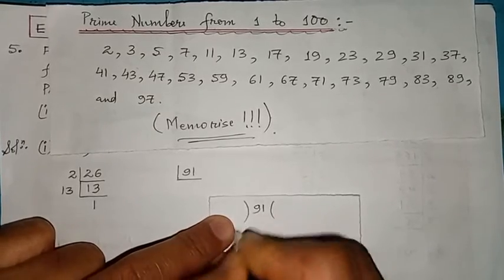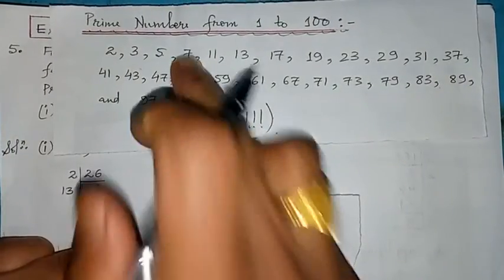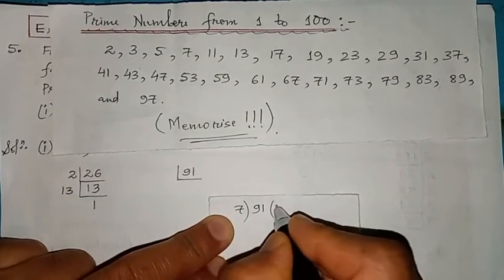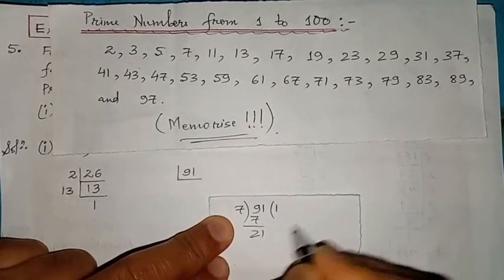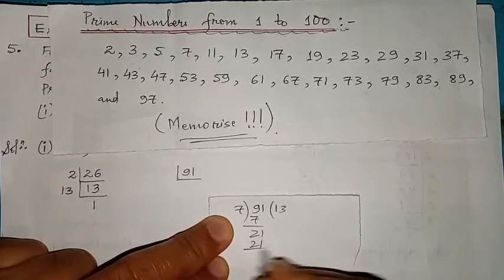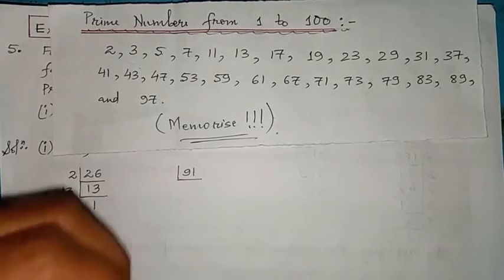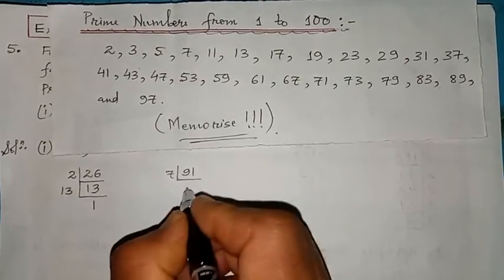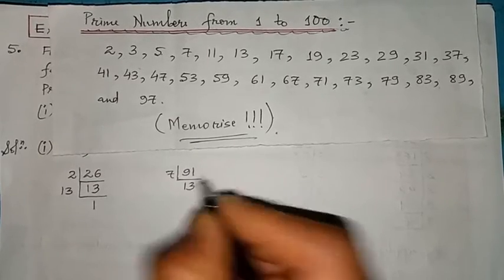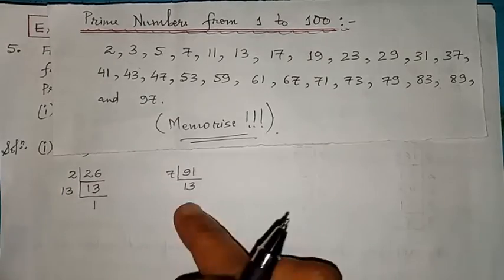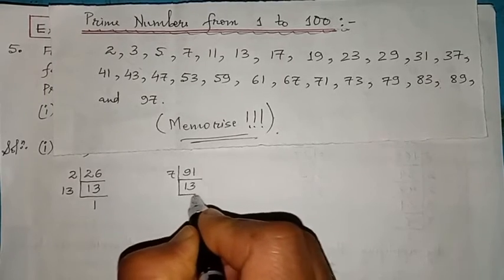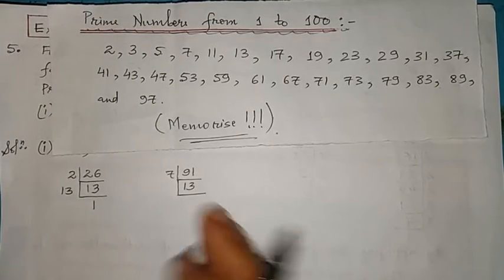91 by 7, because as I said, for the prime number 7, there's no test. So divide: 7 ones are 7. 21, then 7 3s are 21, see, remainder 0. Yes, divisible. So yes, we can divide by 7. Okay, 7 on the 7 and 7 3s are 21. This means 7 times 13. So whatever answer comes, we will divide 13. So we have been able to divide by prime number 7. So 7 is a prime factor.